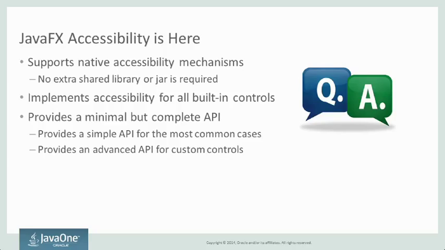So, summary. Accessibility is here. We're using the native mechanisms. No extra libraries are required. Built-in controls are all implemented. And the API is minimal and complete. And so built-in controls, and also charts, I'm sure we mentioned that, are accessible as well. And that's all. Are there any questions?